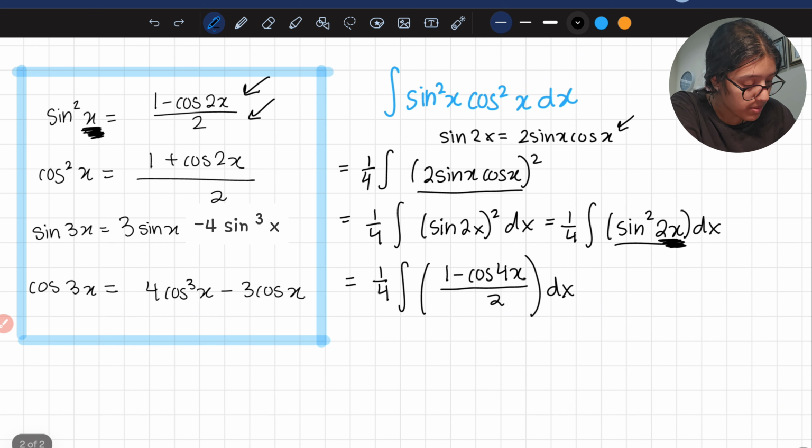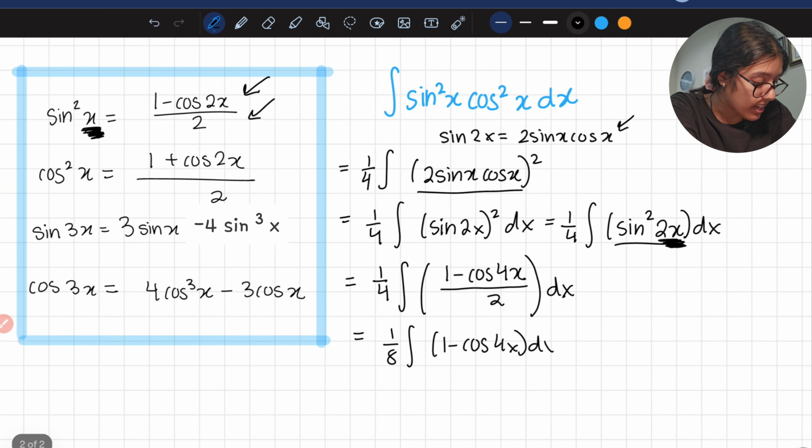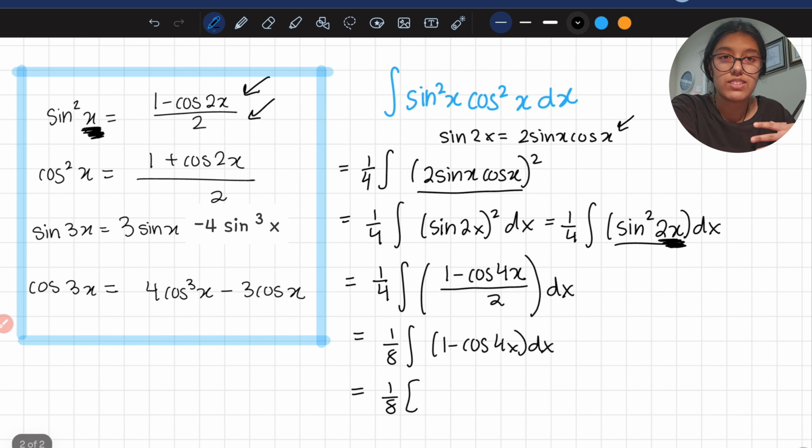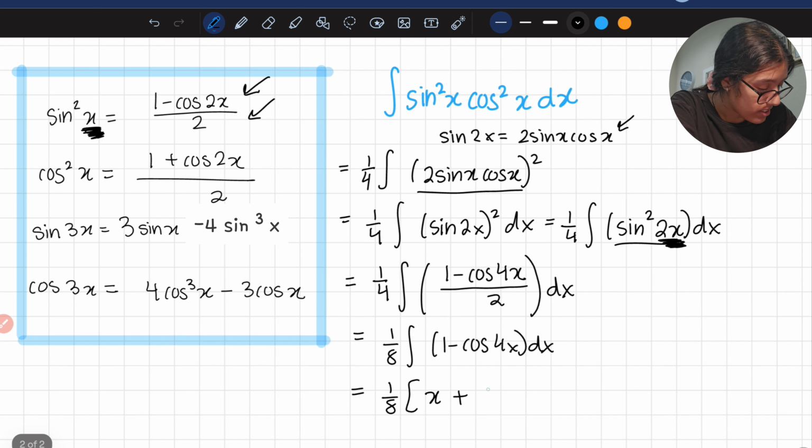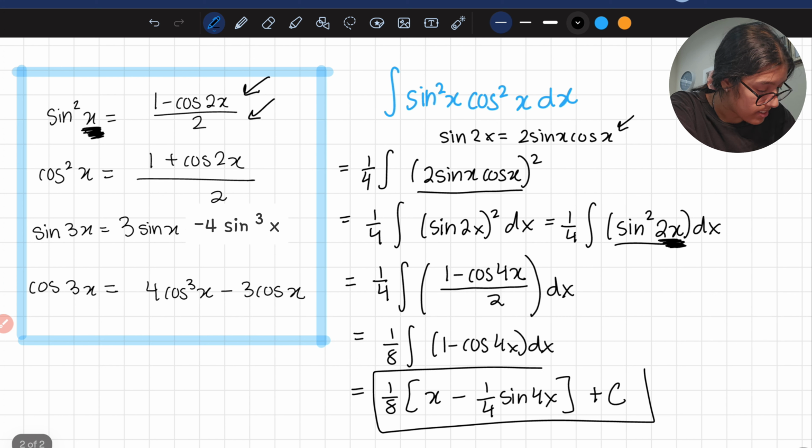So now that we have simplified that, let's take that 2 at the bottom outside. So we have 1/8 integration of 1 minus cos 4x dx. Once again, it's simply a matter of simplifying and doing u substitution now. So we have 1/8. I'm just going to do this in one go since I'm assuming you all know how to do u substitution. So we have x plus 1/4 sin 4x, and this is supposed to be a minus, excuse me, plus c. And that is our answer.